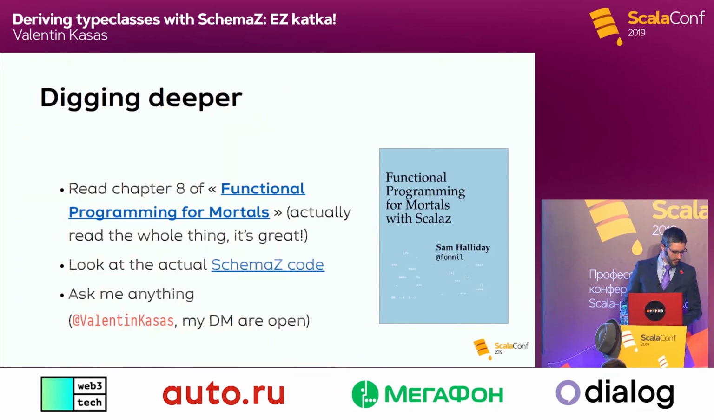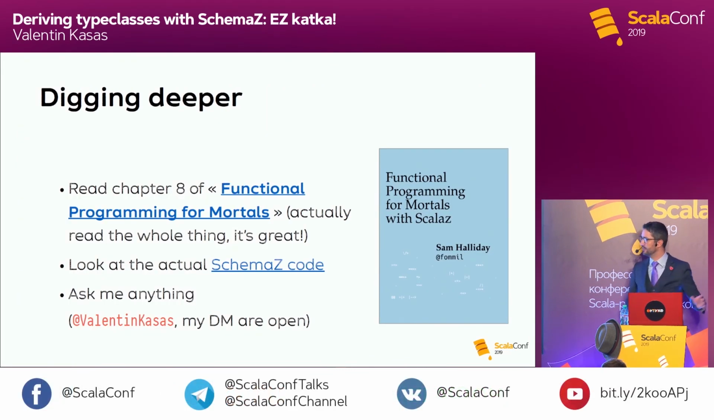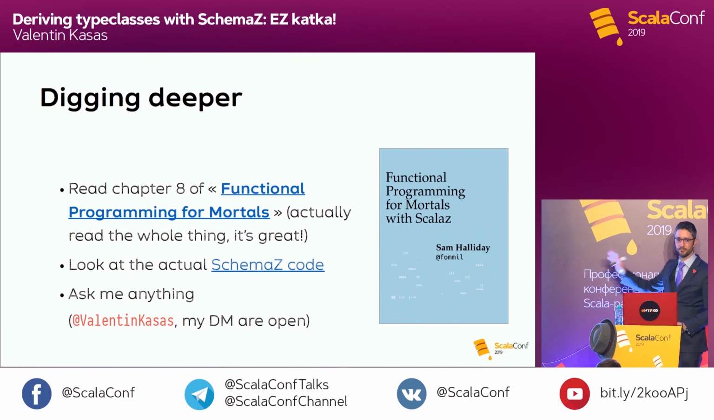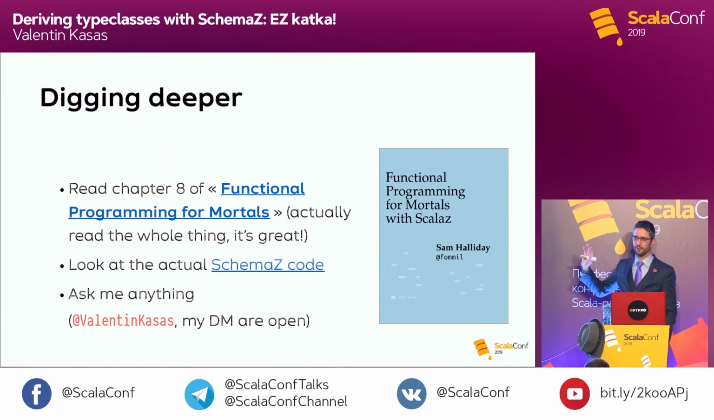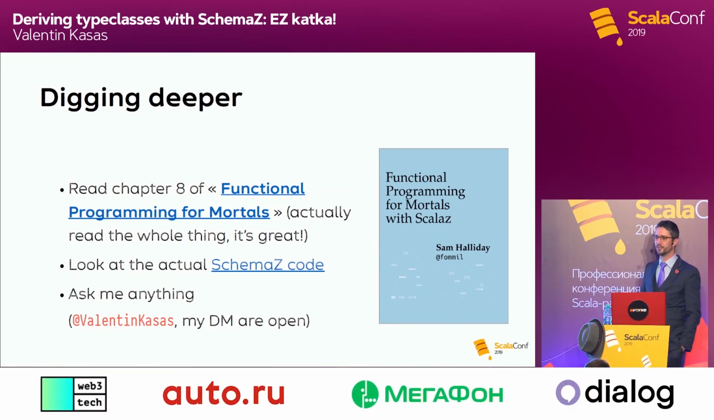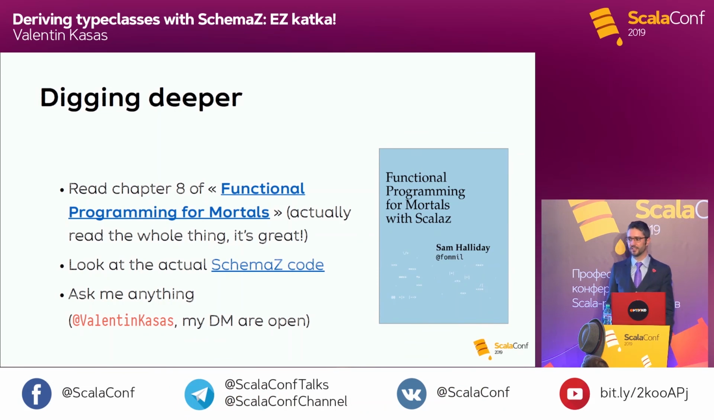So, that's pretty much it. If you want to dig deeper in type class derivation, I cannot recommend hard enough reading chapter 8 of Functional Programming for Mortals with ScalaZ by Sam Halliday. It's an excellent book. Everybody should read it. You can also look at the actual SchemaZ code, though I have simplified it quite a bit to fit in the slides. And also you can ask me anything. I'm on Twitter, my DMs are open, and I'm always happy to answer questions.